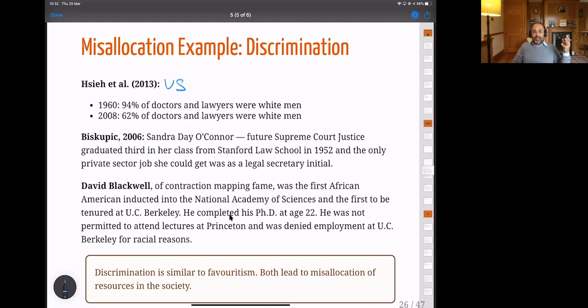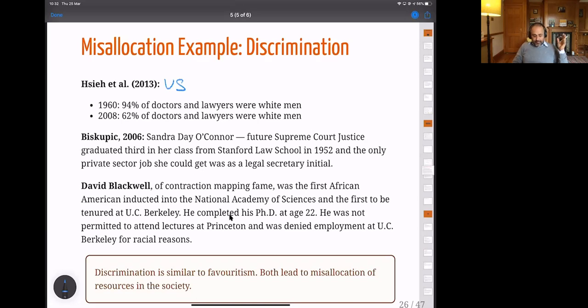In 2008, 62% of the doctors and lawyers were white men. So it could be that white men are slightly better at being doctors, and other people have other comparative advantages. Or it could be that they don't have a comparative advantage and the number should be 50-50. But the fact that these high-paying professions were only white men was a misallocation of resources.